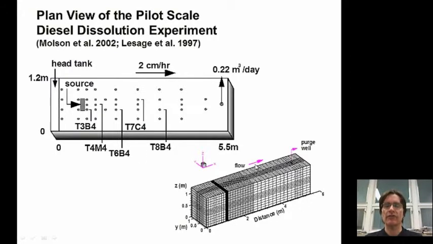Here's our 3D grid we've developed. We've designed this grid so it's finer around the source zone where our concentration gradients will be highest, and will also be fine near the purge well where our flow gradients and again concentration could be high.